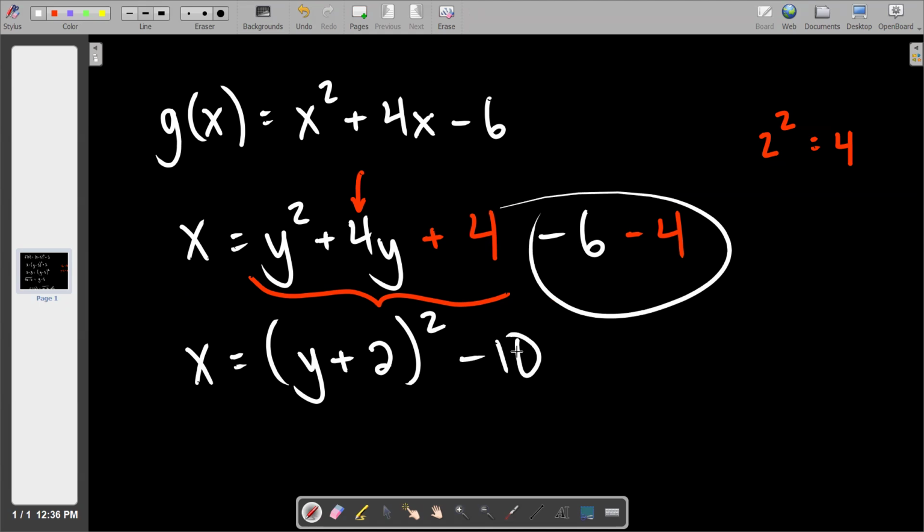And you would realize at this point now that this kind of looks like something that we saw earlier, right? It's in that vertex-y sort of form. In fact, you could even go this far before you change the variables. You could have left all the y's and x's as they were, and this could now say y equals the quantity of x plus 2 squared minus 10, and then you could swap them at this point, and it would be just fine.